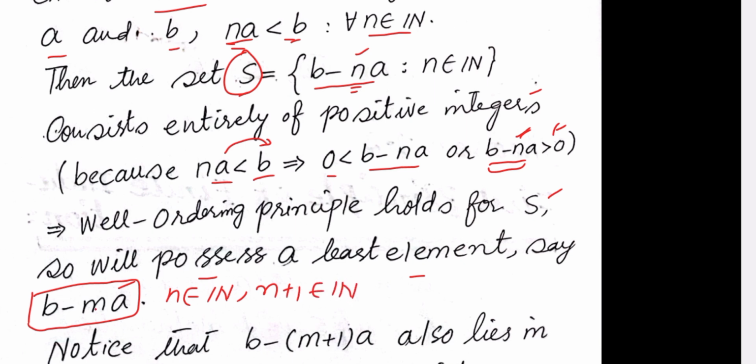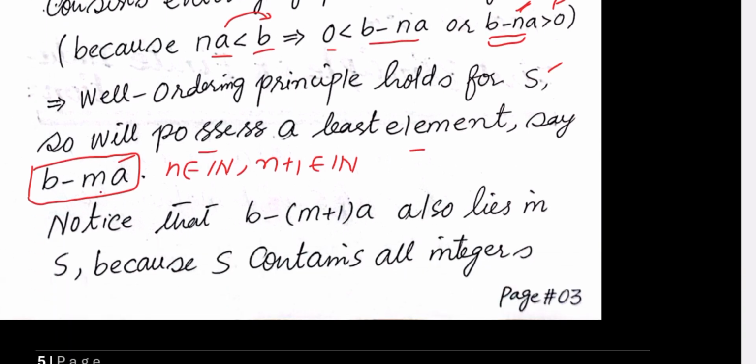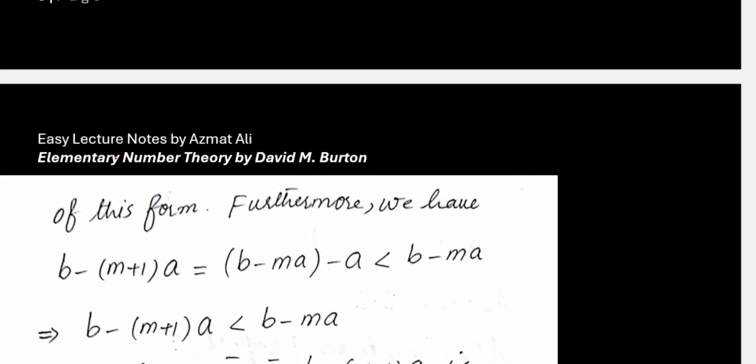If b minus ma is an element of S, then notice that b minus (m plus 1)a also lies in S, because if m is a positive integer, then m plus 1 is also a positive integer, and S contains all integers of this form. Furthermore, by multiplying a inside the bracket, we can write this number b minus (m plus 1)a as b minus ma minus a. Now you can see here, this complete number is less than the number b minus ma.